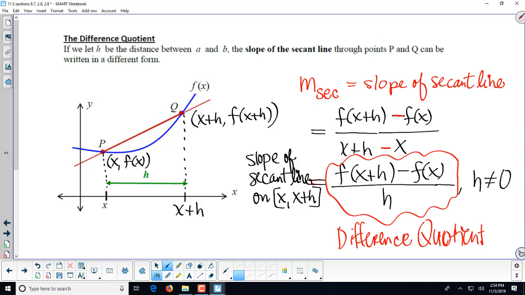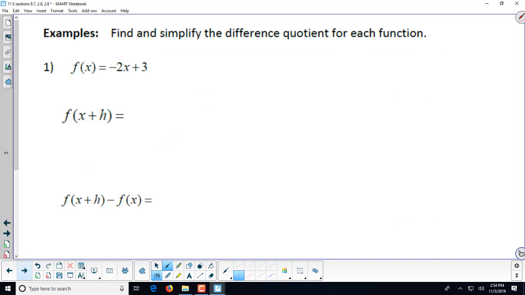Okay, so whoever said comfort zone, what we're doing next is comfort zone. It's basic algebra, so some of you might really like it. We're going to find the difference quotient for given functions. We are only going to do polynomial functions and rational functions. In calculus you do radical functions, square roots, but we do not.